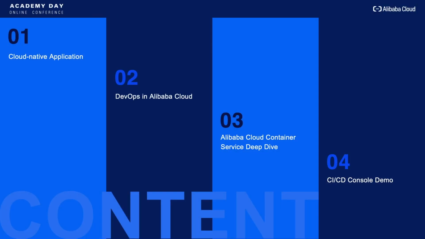Here is the agenda of today's webinar. Starting from cloud-native applications, then we will talk about the DevOps solution in Alibaba Cloud. We'll also deep dive into Alibaba Cloud Container Service. At the end of this webinar, we will have a console demo regarding the implementation of continuous integration and continuous delivery in Alibaba Cloud cloud-native infrastructure.